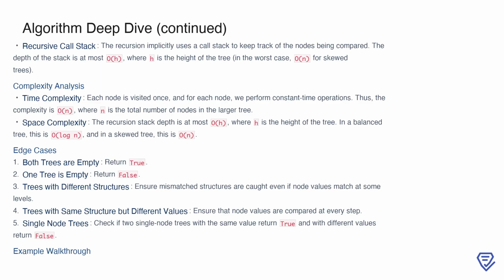Additionally, this algorithm handles various edge cases effectively. For example, it correctly identifies that two empty trees are identical, while one empty and one non-empty tree are not. It also catches mismatched structures, such as when one tree has a child node while the other does not, and ensures that trees with the same structure but different node values return false. Even simple cases like comparing single-node trees are covered, demonstrating the algorithm's robustness and versatility.